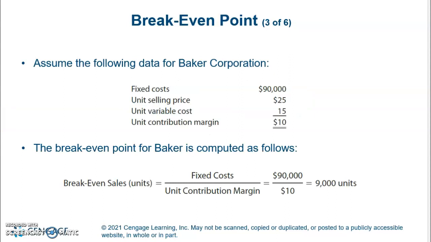Okay, so here's an example. We have fixed cost of $90,000. Our unit selling price is $25. If we subtract out our unit variable cost of $15, we have a unit contribution margin of $10. So if you take your fixed cost of $90,000 divided by your unit contribution margin, you can see that we would need 9,000 units. We would need to sell 9,000 units to break even.